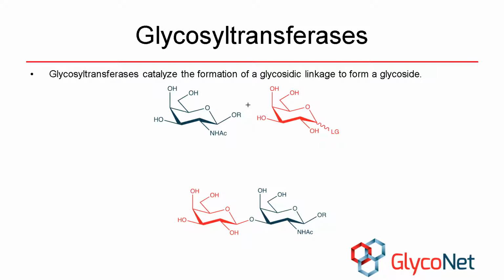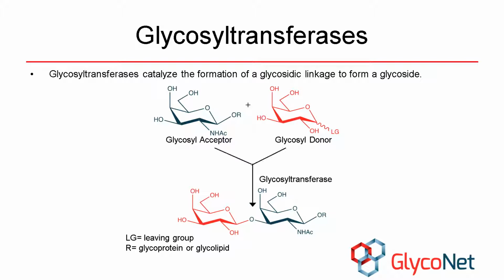Glycosyltransferases catalyze the formation of glycosidic bonds. Each coupling requires a glycosyl acceptor and a glycosyl donor. The donor species is always a sugar nucleotide or a glycosyl phospholipid.